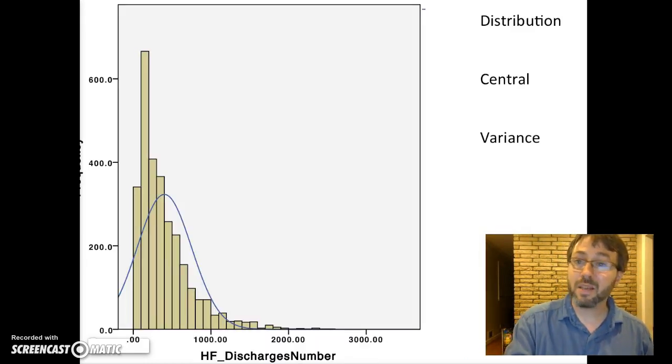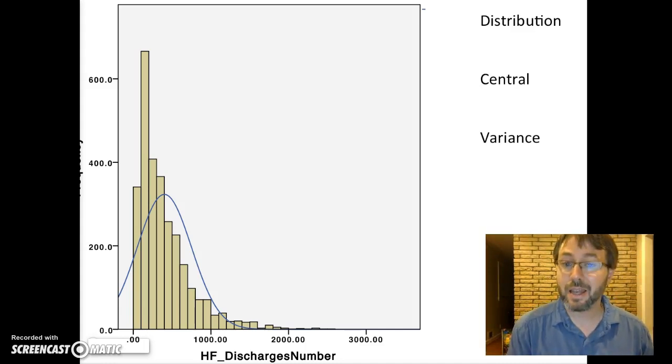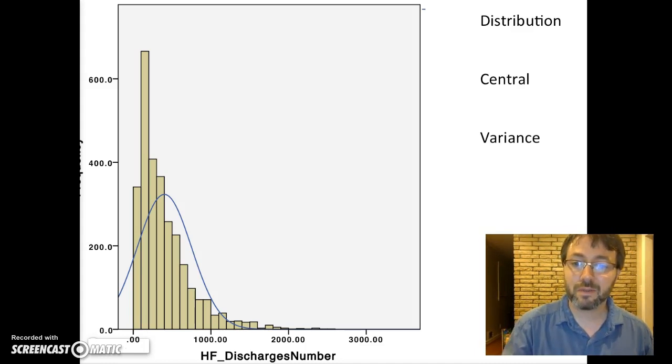Let's apply that same thinking to this distribution. What's the distribution? What's the best measure of central tendency? And how would you describe the variance? So pause for a moment, answer those questions, and come back.